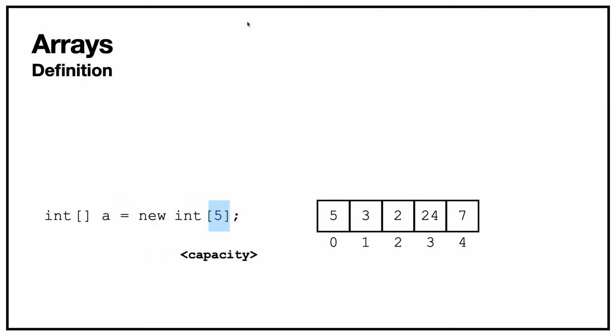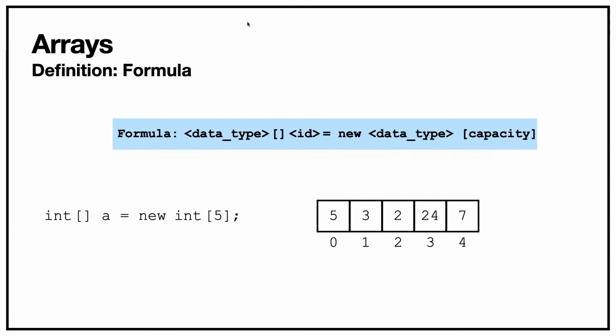And the value inside of those square brackets after the equal sign is the capacity. Here is when you specify to Java that you need to have a box, a storage, an array holding 5 values. So this is the general formula to create any type of array with any data type.